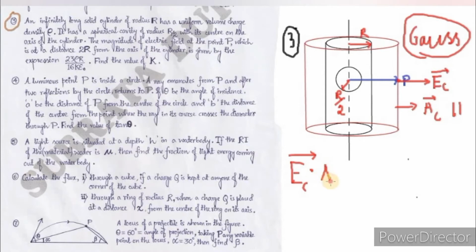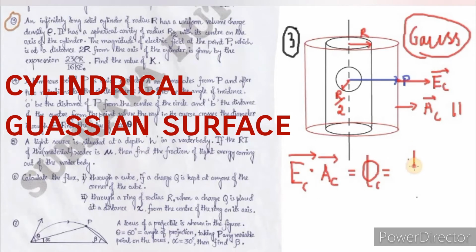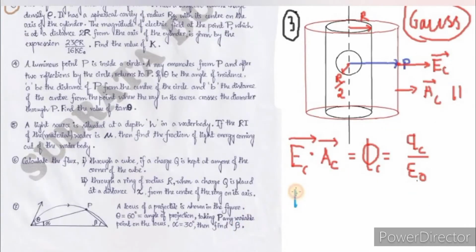Therefore, according to the formula of flux, E_C times A_C, where C is for cylinder and A_C means the curved surface area of the cylinder, is equal to the flux coming out through the Gaussian surface. Here the Gaussian surface is a cylindrical Gaussian surface having radius 2r, because the point P is situated at a distance of 2r from the axis of the given cylinder, and the length of the cylinder is L, as we have considered earlier. Q_C is the charge of the total cylinder without the cavity, divided by epsilon naught according to Gauss theorem.